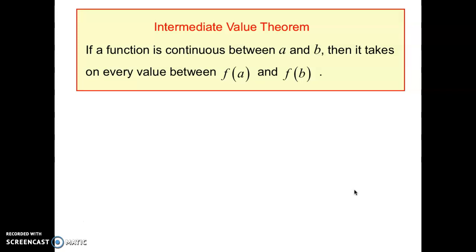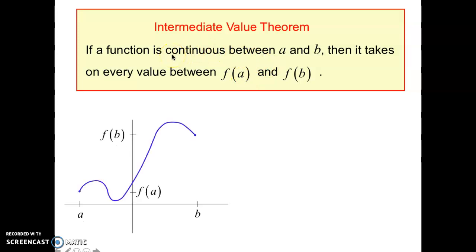All right, so let's see what this function is actually saying. It's saying, first of all, I have a continuous function from A to B. Now, I don't know what that function is, but I know it's continuous. No breaks, no jumps, no vertical asymptotes between x equals A and x equals B. What this theorem says is that the function must take on every value, which means it must have every y value between the y value at A and the y value at B.